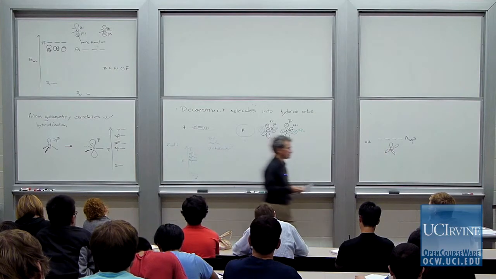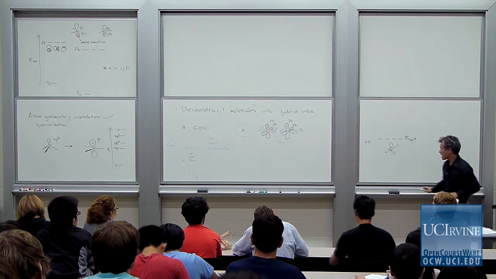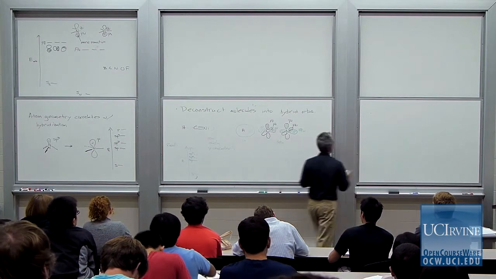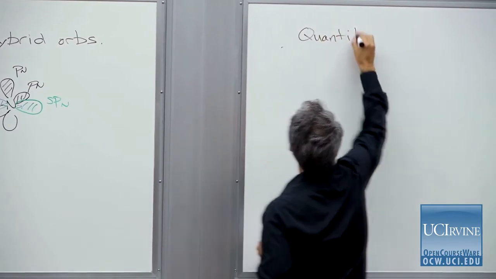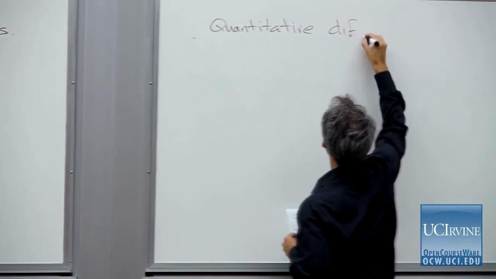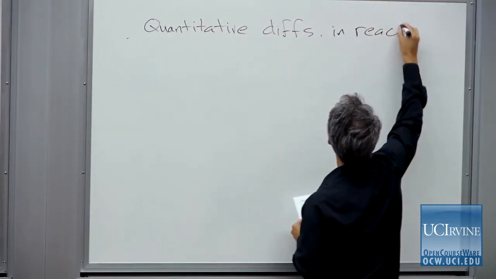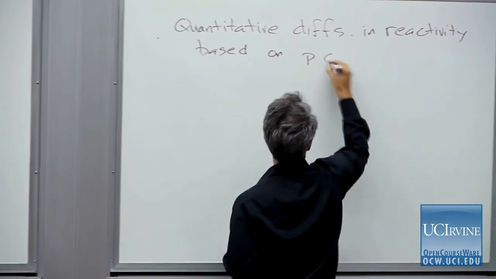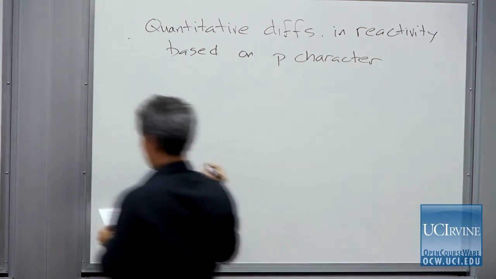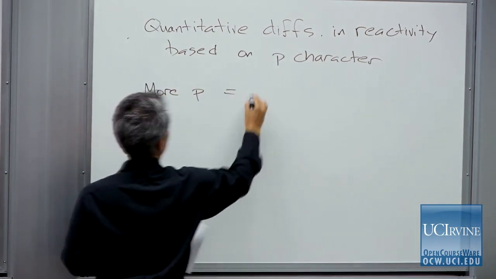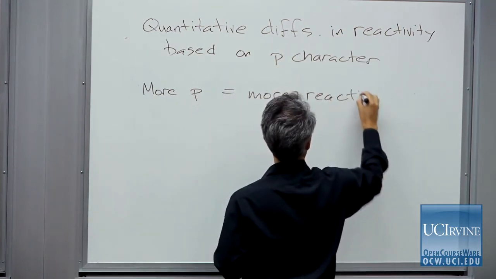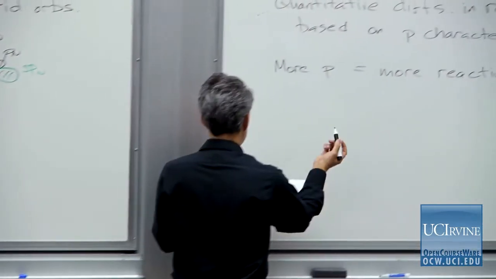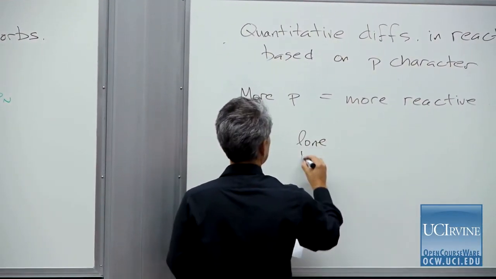Now let's put some numbers on this. I keep telling you it's important to think about p character. Let's put some numbers on how important it is to think about p character. So the fundamental idea is that the more p character, the more reactive. I'm going to start off by looking at nitrogen lone pairs because it's easy to rank the reactivity based on pKa or acidity. So I'm going to draw a little table here.